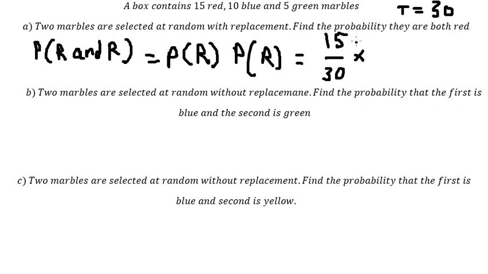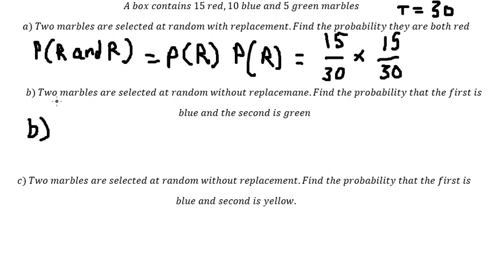And the second one, we select 15 out of 30 because we put one marble from here go back to the box. That means the total we still have 30. And this is the answer for question A.